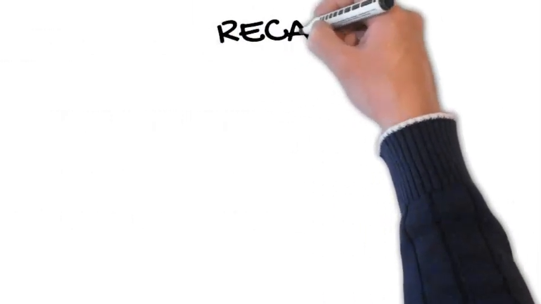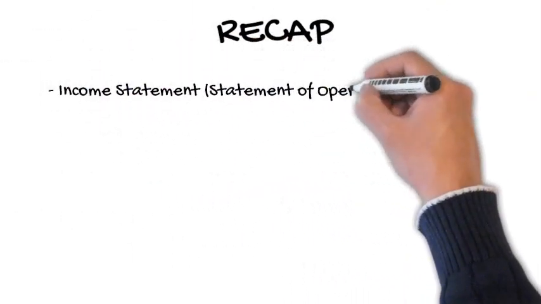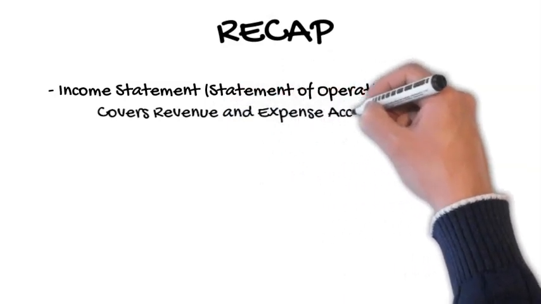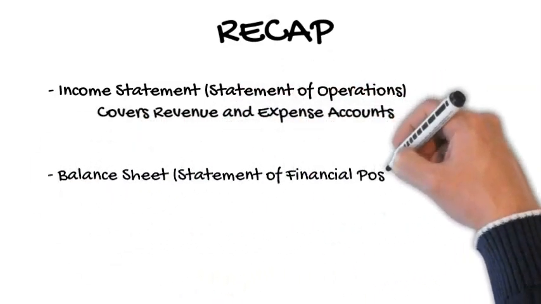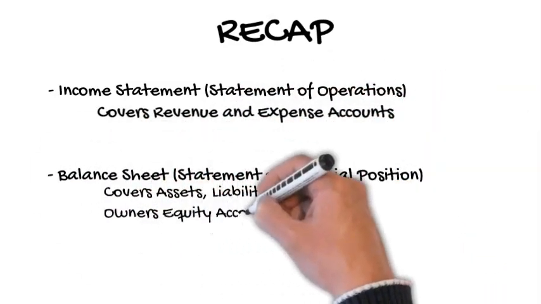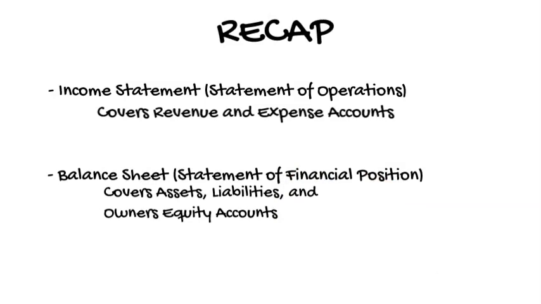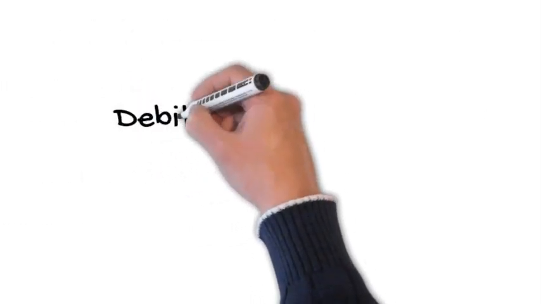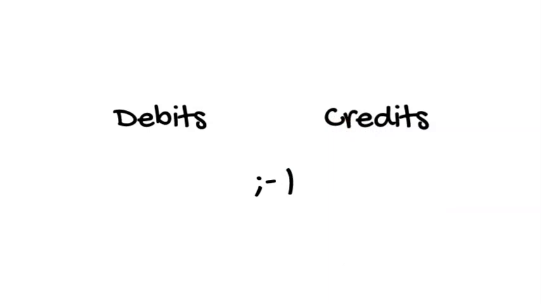To recap what we discussed so far, we talked about the income statement and how it houses revenue and expense accounts. We talked about the balance sheet and how it houses the accounts falling under assets, liabilities, and owner's equity. So you should now have an understanding of the financial statements, or at least the two key ones we discussed here today, and the accounts included in each. Now let's talk debits and credits.